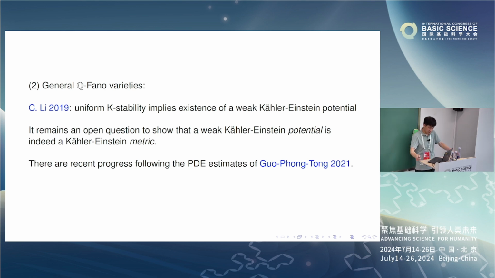There is a difference between a Kähler-Einstein potential and a Kähler-Einstein metric. In the smooth case, when the potential function is smooth, of course it always defines a metric. But on a singular variety, you can make sense of this equation in the sense of pluripotential theory. So the potential function is only continuous, and it is not clear in general what the behavior of this metric is near the singularity. I think there is recent progress along this line following the PDE estimates of Guo and Song-Tong.